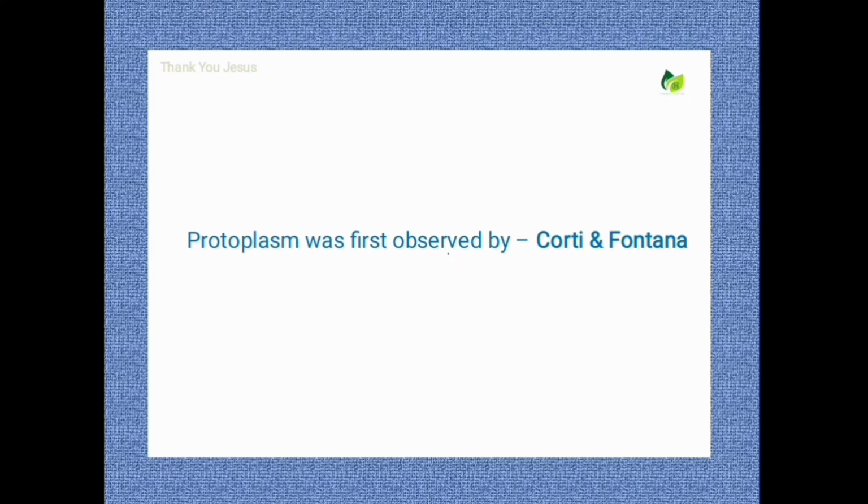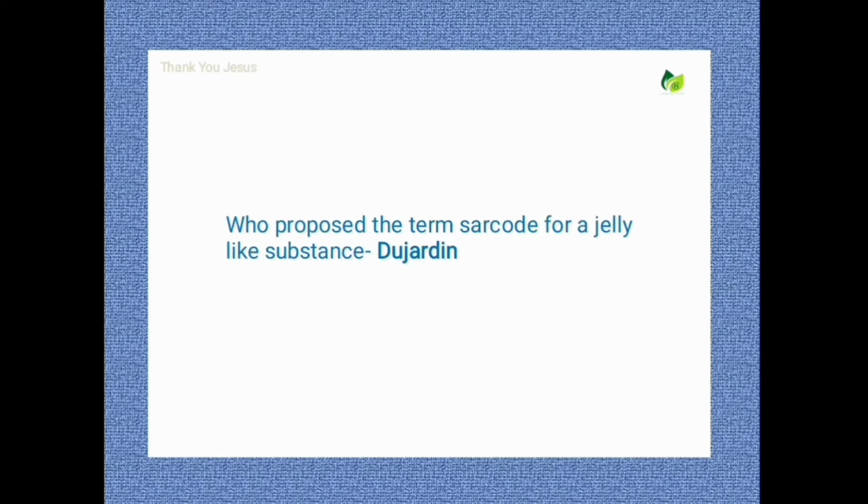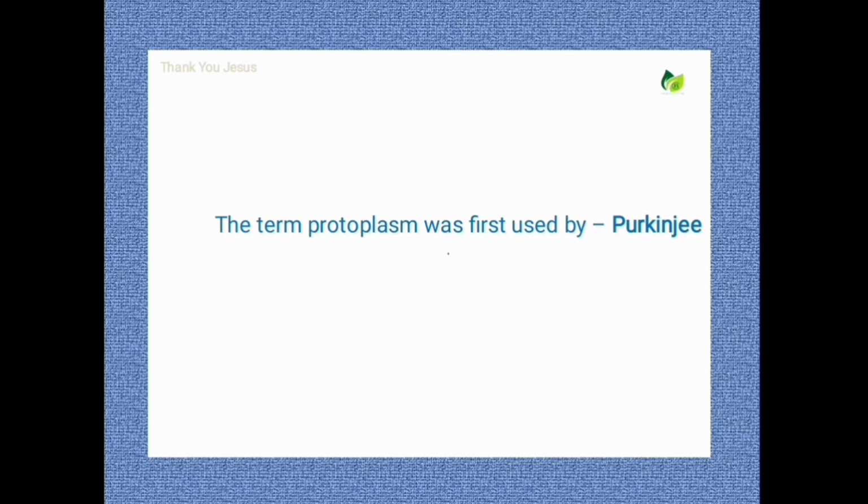The term protoplasm was first observed by, the answer is Corti and Fontana. Corti and Fontana described the protoplasm as a jelly-like substance. They discovered the protoplasm for the first time. Now coming to another question. Who proposed the term sarcode for a jelly-like substance? Answer is Dujardin. He coined the term sarcode for the protoplasm for the first time. Next question.